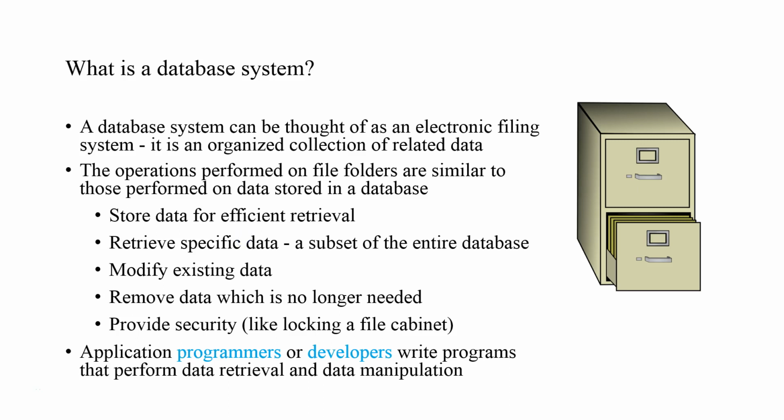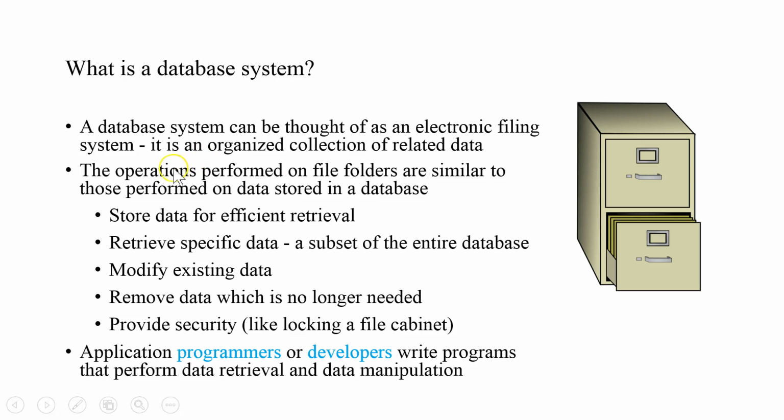So let's start off with the first question. What is a database system? Well, we can see that a database system could be thought of as an electronic filing system. If you look at the filing cabinet over here to the right, this is going to be the way we relate the concept of something you already are familiar with to something you're learning about, database systems. So the operations that you perform on files and file folders would be similar to what you would be doing when working with data within a database.